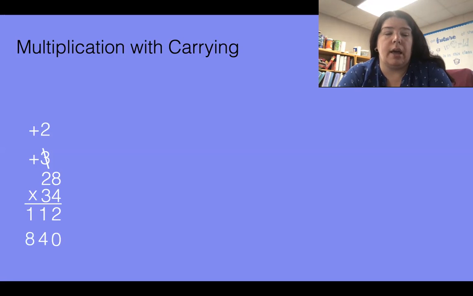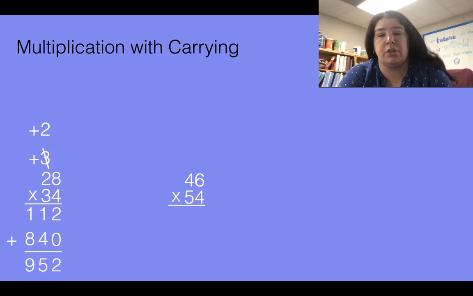Very good. And when we add those 2 numbers, what are those 2 numbers called? Do you remember? Partial products. That's right. We need to get a final product. 112 plus 840 equals? Good. 2, 5, 9. 952. Very, very good. All right, let's try another one.